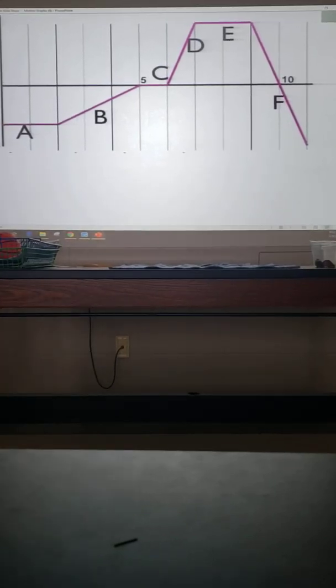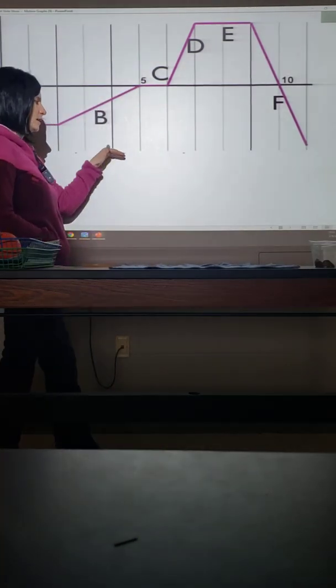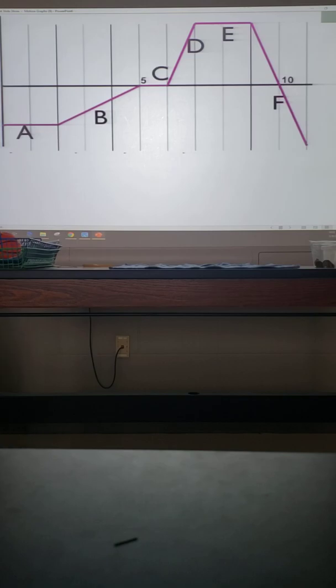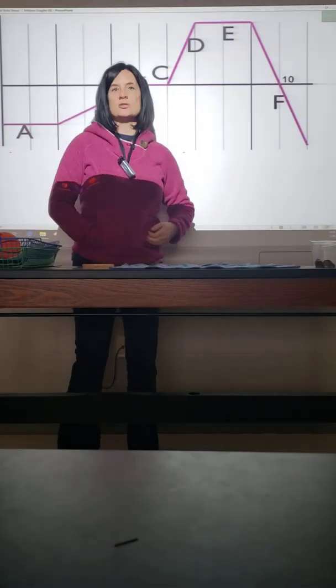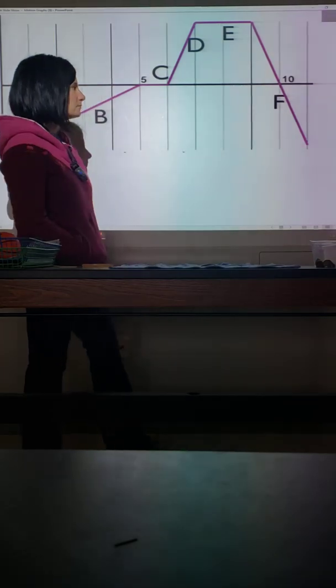All right, so we're looking at these position versus time graphs, and obviously we know that our position is over here on our y-axis. It is always going to be on the left, and then our x-axis is always going to be time. You always have to include the units for both of them.